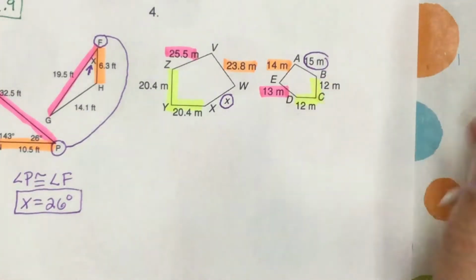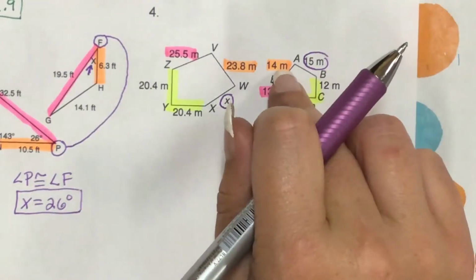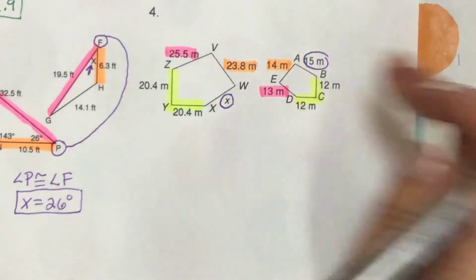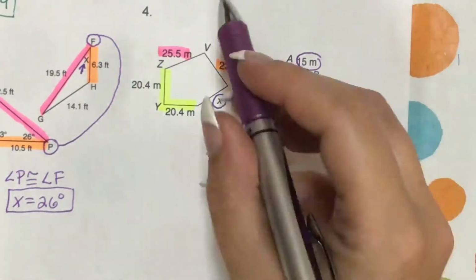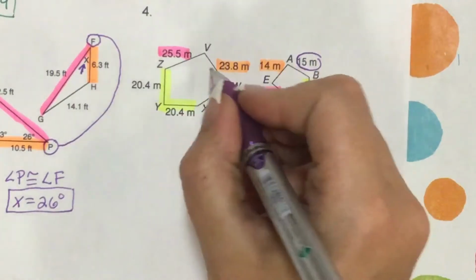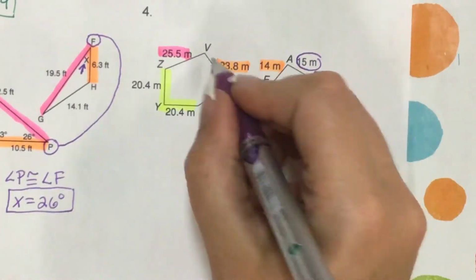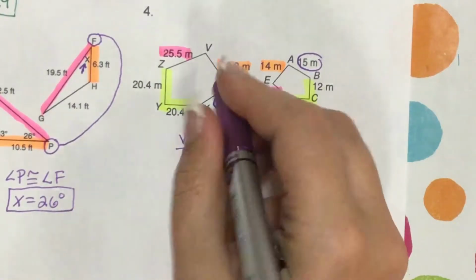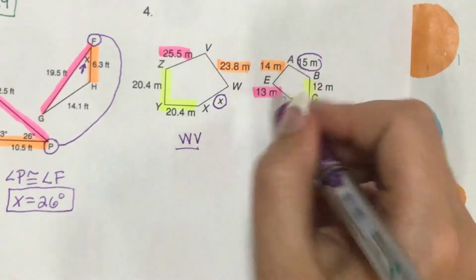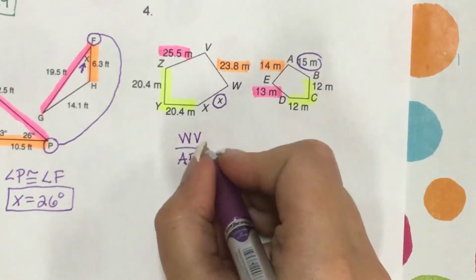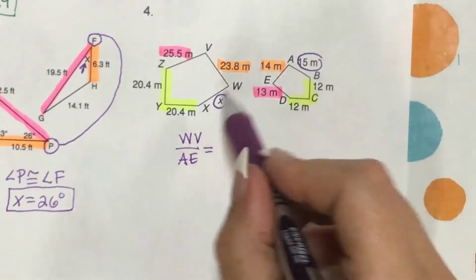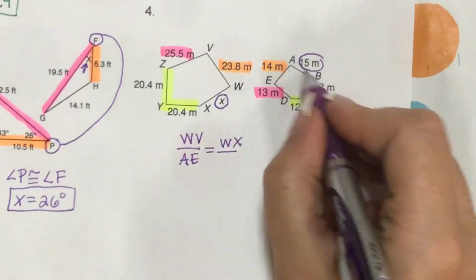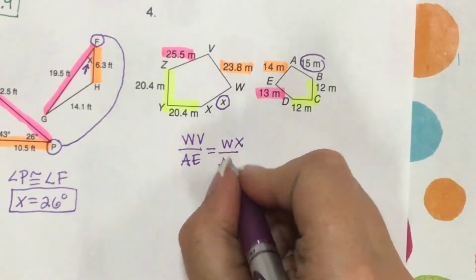Now, the other side that we're going to choose, you could choose any of these. How about we just choose the 14 and the 23.8? Okay, we'll choose this one here. So I'm going to start with the biggest figure, so VW or WV. So I'm going to set up my proportion here. WV over AE is equal to big side WX over AB.